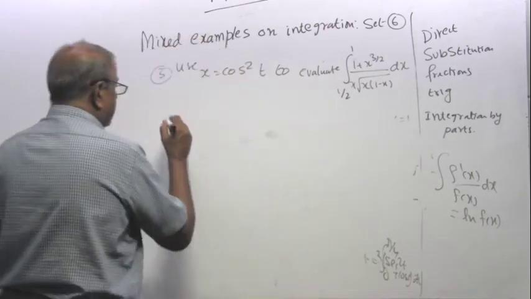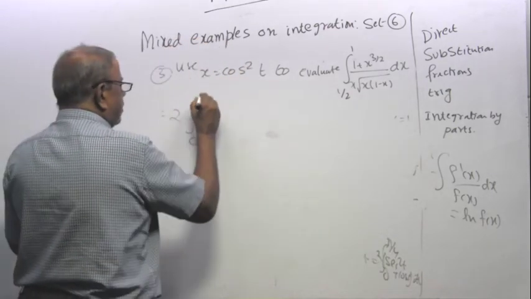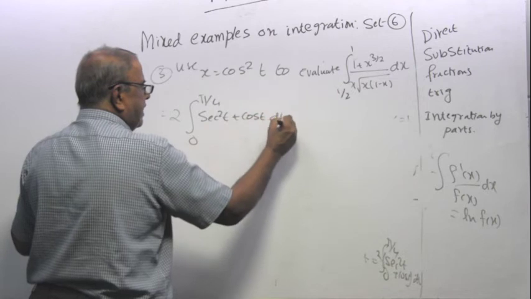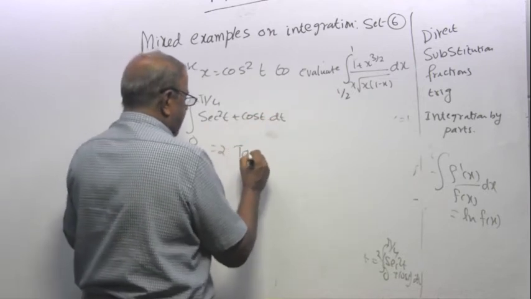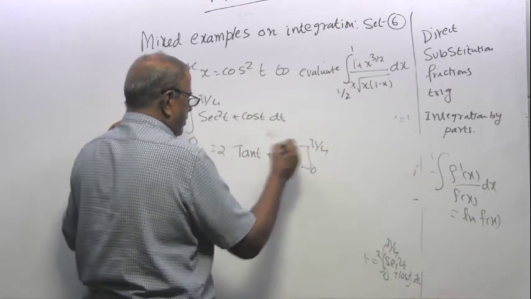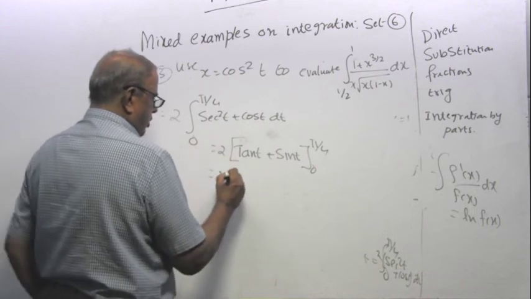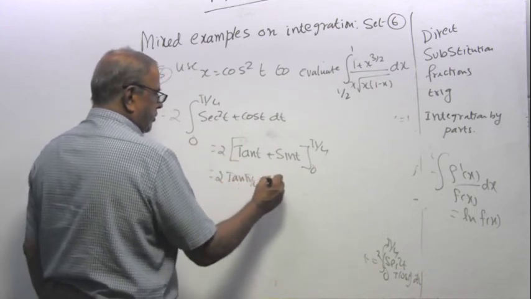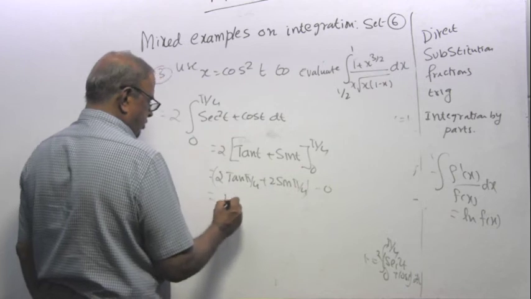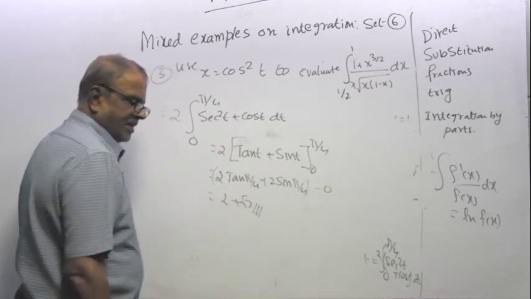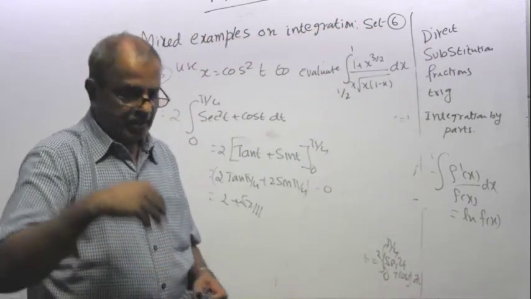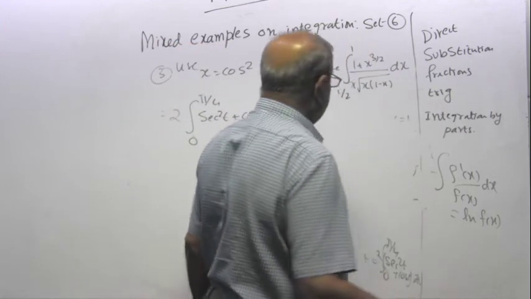So the question becomes 2 integral 0 to pi over 4 sec squared t plus cos t dt. That is 2 tan t plus sin t between 0 and pi over 4. So that is 2 tan pi over 4 plus 2 sin pi over 4 minus 0. That is 2 plus root 2. So if you persevere, you will be able to arrive at the answer following the steps. So let me stop at that stage.